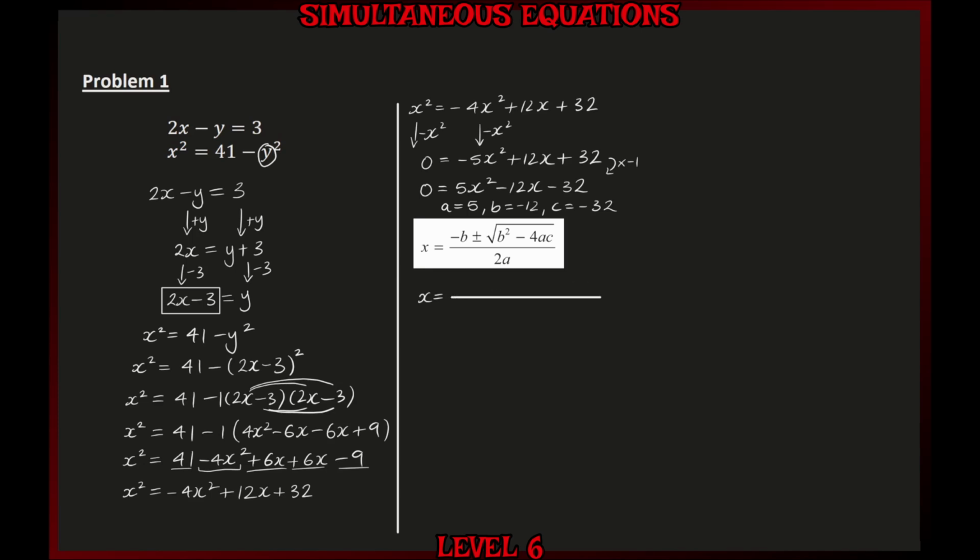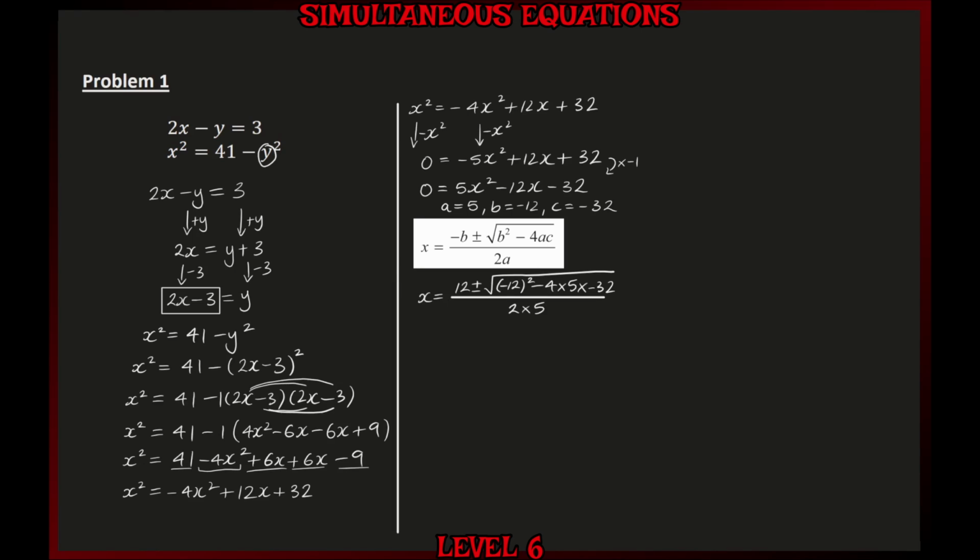and on the numerator we have minus b, and since b is minus 12, this is minus minus 12, or just 12, plus minus the square root of b squared, and since b is negative, we need to make sure that goes in brackets with the squared on the outside, minus 4 times a, which is 5, times c, which is minus 32, all over 2 times a, which is 2 times 5.